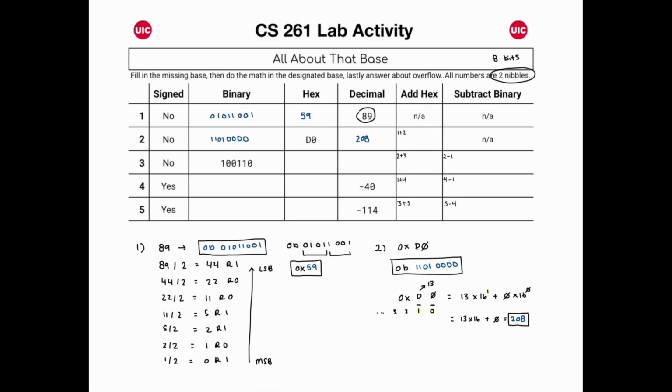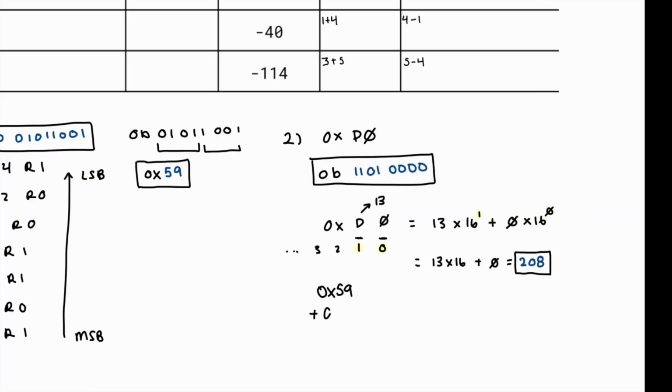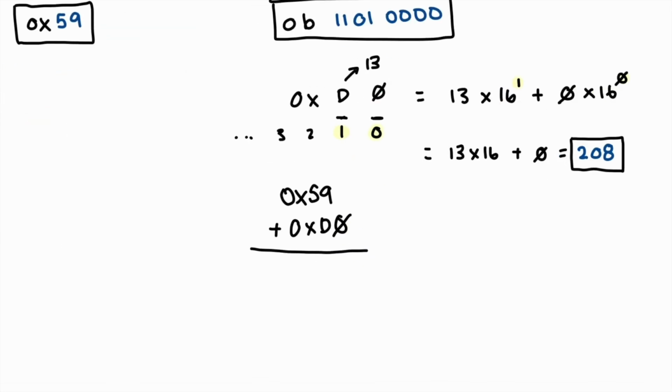Now in the second row, we have to add the hex value of row 1 and the hex value of row 2 and place that in this section over here. So let's calculate that. Plus 0xD0. 9 plus 0 is 9. 5 plus D is equivalent to 5 plus 13, which is 18. Okay, so we have this 18 over here.